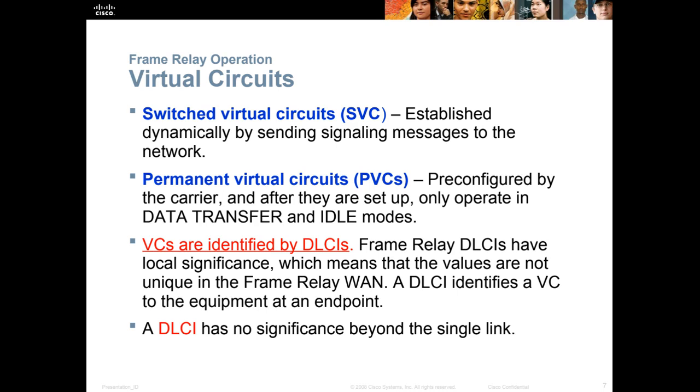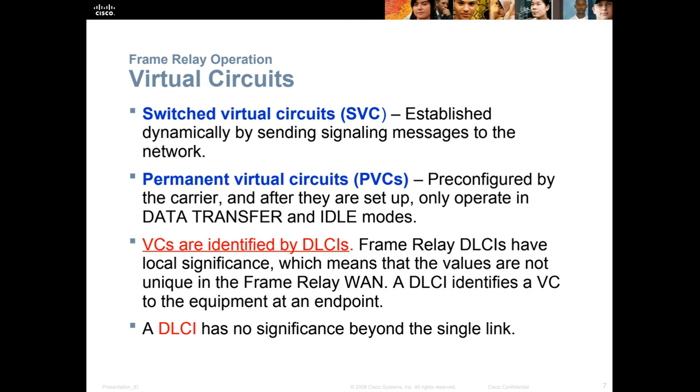We have two types of virtual circuits in frame relay. We have SVC, switched virtual circuit. It's established dynamically by sending signaling messages to the network. Or PVC, these are pre-configured by the carrier. And after they are set up, they only operate in data transfer and idle modes. Don't forget that. When they ask you about PVC and SVC, put this in the definition.